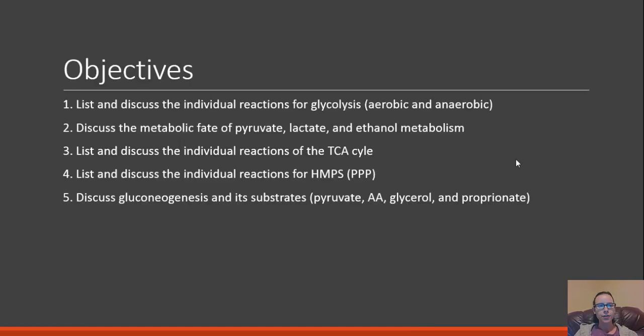Okay, our objectives for this class are to list and discuss the individual reactions of glycolysis, both aerobic and anaerobic, discuss the metabolic fate of pyruvate, lactate, and ethanol, discuss the individual reactions of the TCA cycle and of the hexomonophosphate shunt, also known as the pentose phosphate pathway, and discuss gluconeogenesis and its substrates.